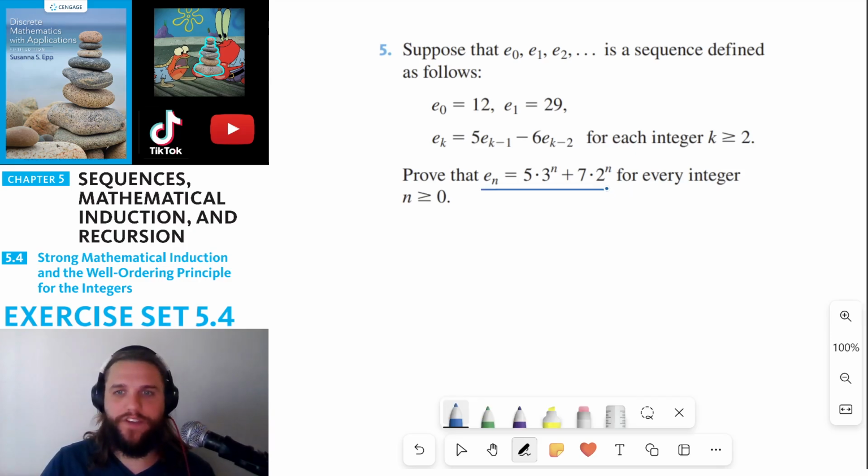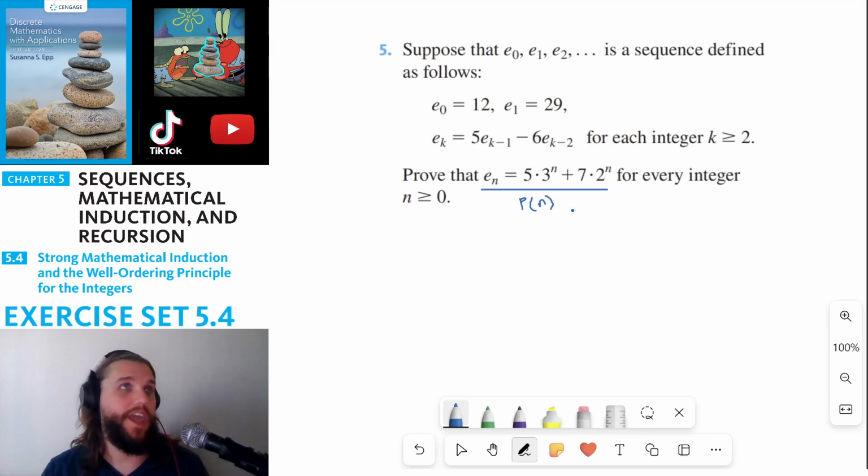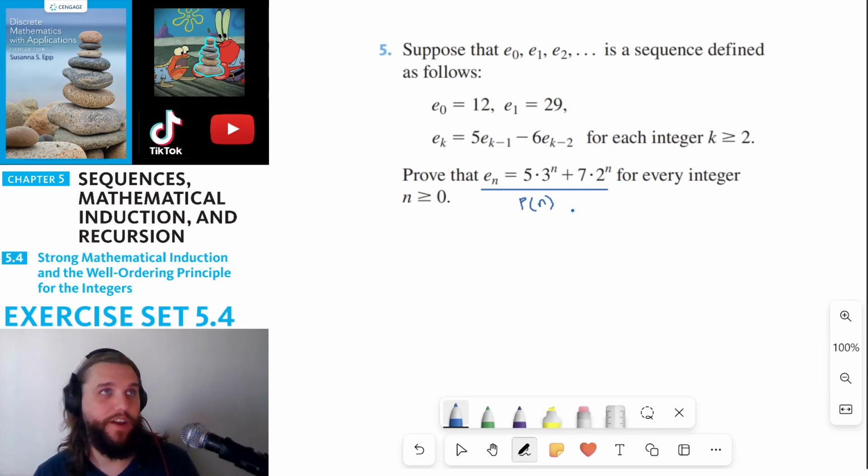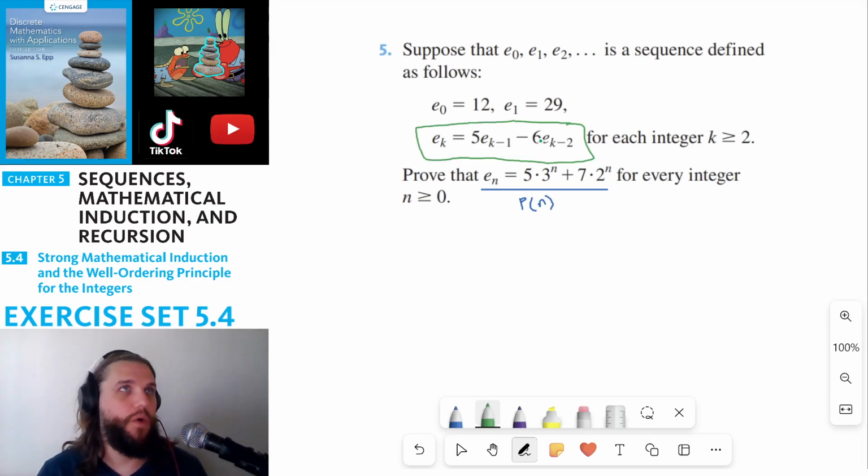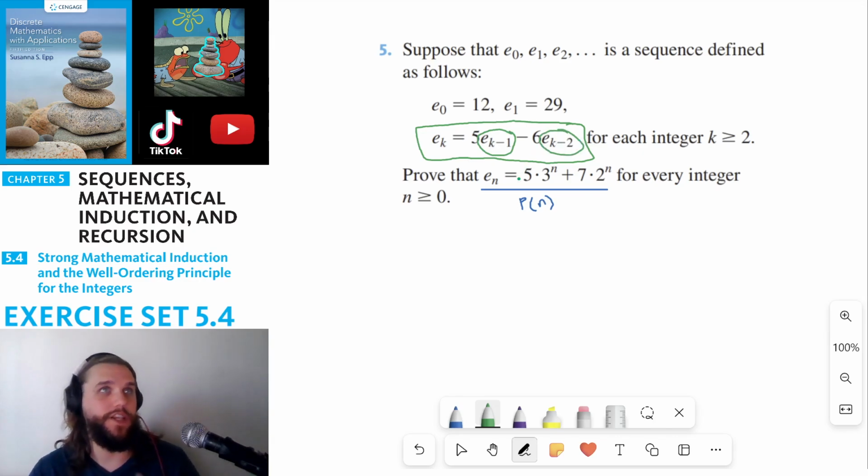So first we have to identify our predicate p of n. Remember, we can't include the universal quantifier in the predicate. So let's first talk about why we need to use strong mathematical induction instead of just normal mathematical induction. In this case, we are going to be utilizing this recurrence relation. And if you notice, this recurrence relation tells us that each term is determined by the previous two terms, e sub k minus 1 and e sub k minus 2.